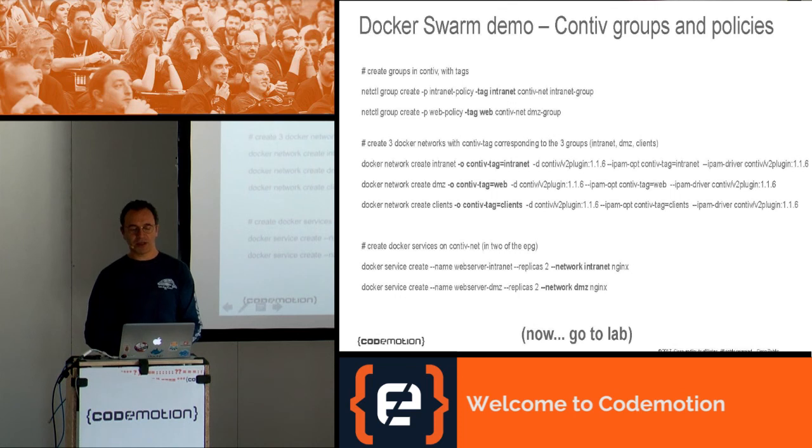With Docker, it is a little different. You create the net control group with the policy, assigning it a tag. Then you use the same tag to announce a network in Docker, referring an option and the driver for Contiv. And then you create the services using the group as the network name.